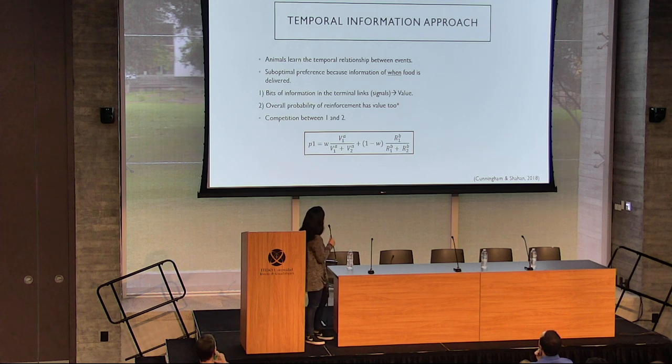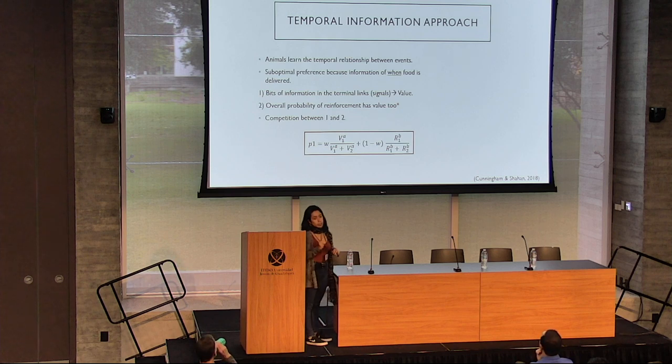Now I'm skipping a lot of steps in here. But this part, the one with the B, is the part that is related to the information. They're going to say that depending on how much it reduces the time until I get food when I see the S plus, is what they're calling here bits of information. So the bits of information depend on how much information an alternative is giving me, which is related to the probability of reinforcement again.